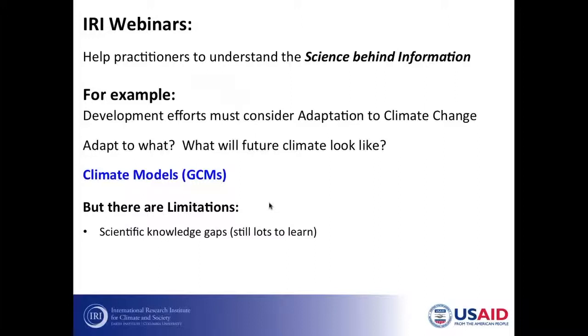This is science advancing, and there's still lots to learn of how to improve these models. Another limitation is that in order to use these climate models to project future climate, we need to make assumptions on greenhouse gas emissions for the next 50 or 100 years. So we need to imagine the world in the next 50 or 100 years.